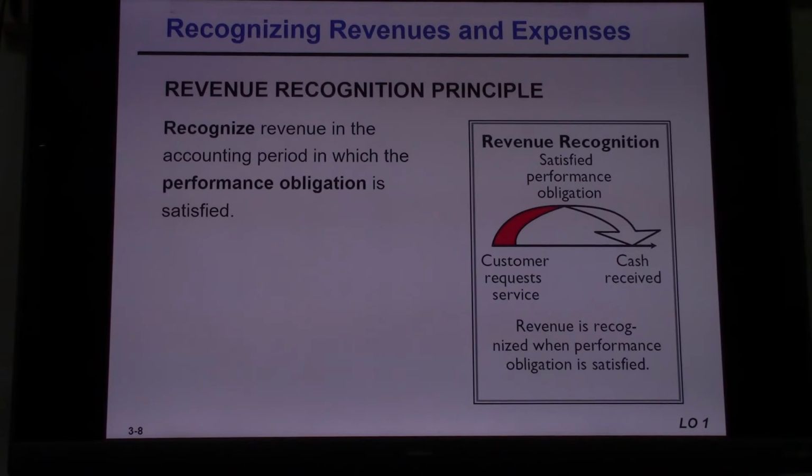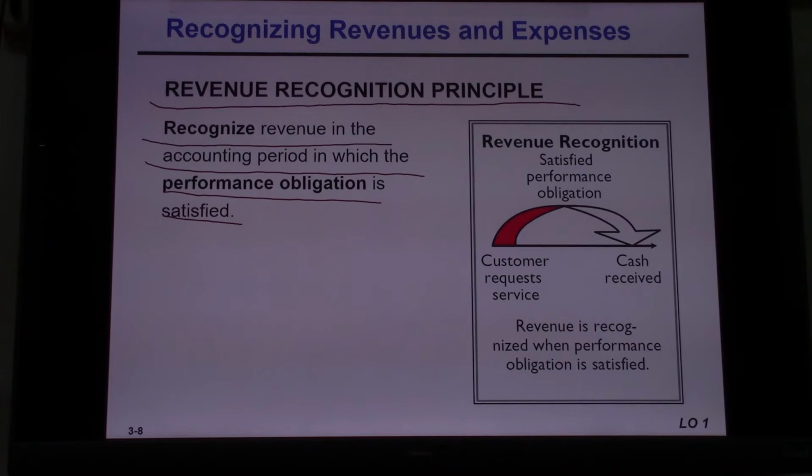It can be difficult to determine when to report revenues and expenses. The revenue recognition principle and the expense recognition principle help in this task. The revenue recognition principle requires that companies recognize revenue in the accounting period in which the performance obligation is satisfied. If you are following accrual basis accounting, this principle requires all companies to recognize revenue in the period in which the performance obligation is satisfied.